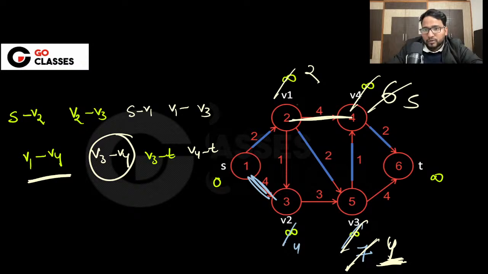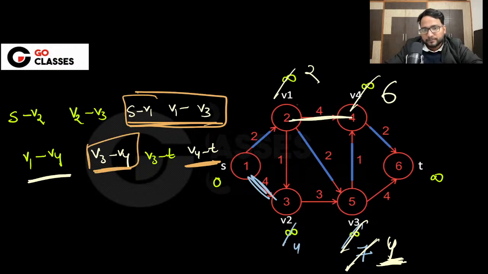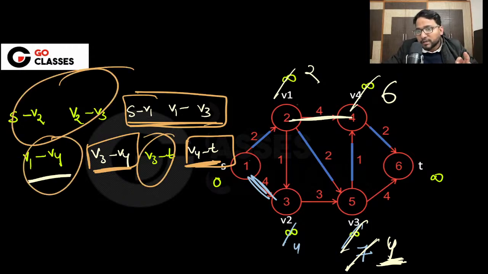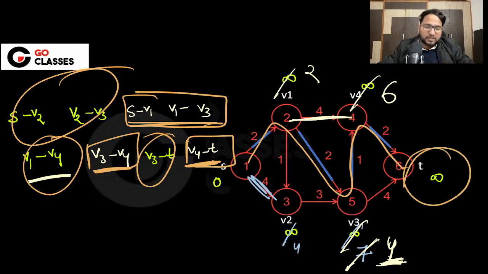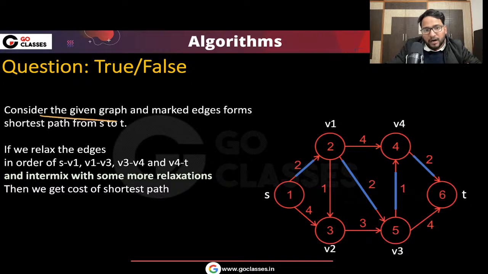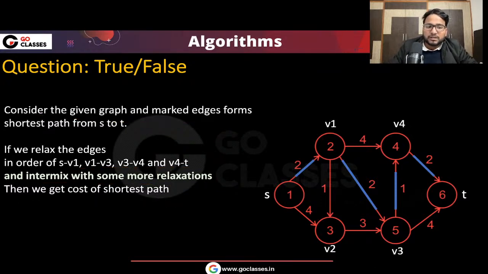So what I'm trying to say here is that this particular path which I've written, in the light white color, is the shortest path order. So whatever you do in between the shortest path order, you will always get the final shortest path, isn't it? Is this clear to everyone or not? The question is: consider the given graph. If we relax in this order and also intermix with some more relaxation, then also we get the cost of the shortest path. So this is also true.